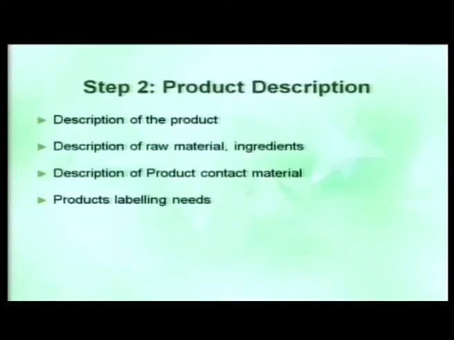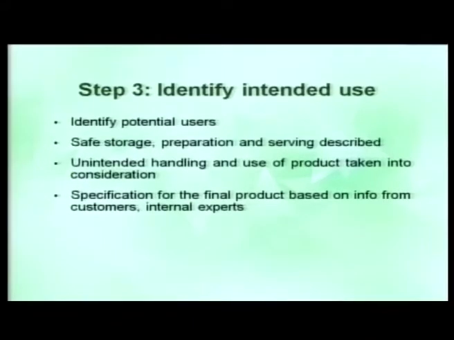Step 2 is the product description. That means you need to describe your product. The product description includes your raw materials and ingredients, it includes your product contact materials, and it should also clearly mention the product labeling needs. The third step is identifying the intended use.